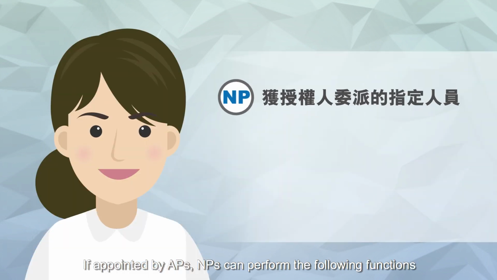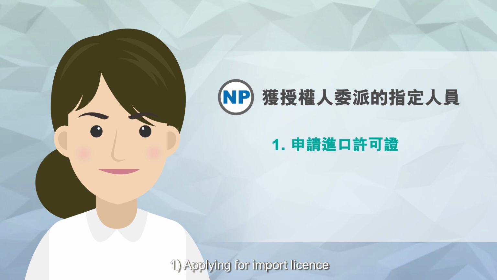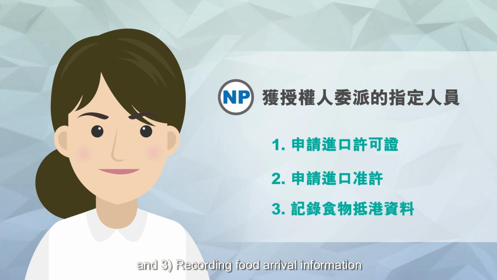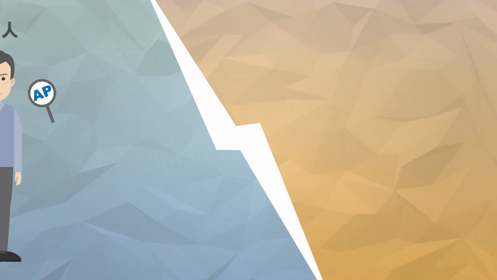If appointed by APs, NPs can perform the following functions. 1. Applying for import license. 2. Applying for import permission. And 3. Recording food arrival information.